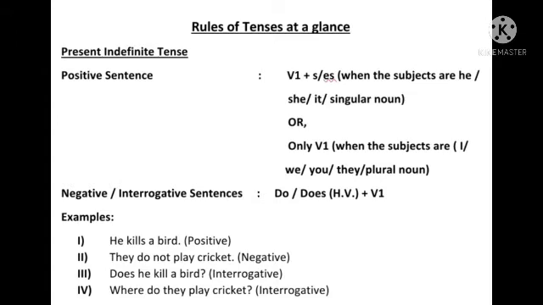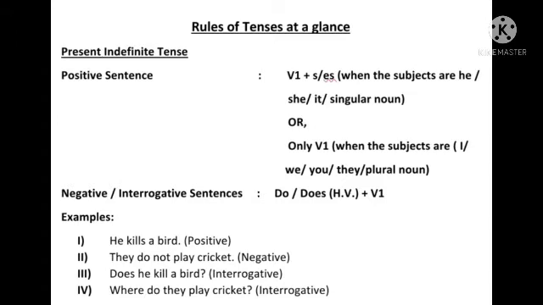In the second sentence, the sentence is negative and the subject is of plural number. We have to use do not. They do not play cricket. The third one is an interrogative sentence and we have to use the helping verb do or does because the subject is he. So we have used here does plus first form of the main verb. Does he kill a bird?